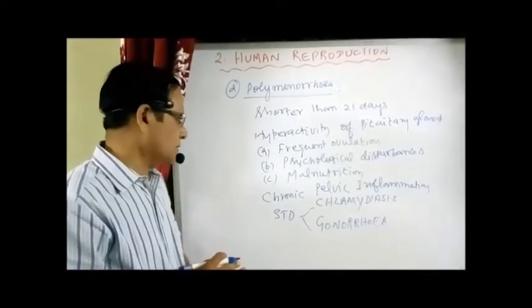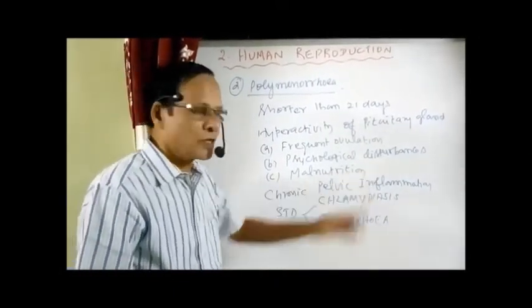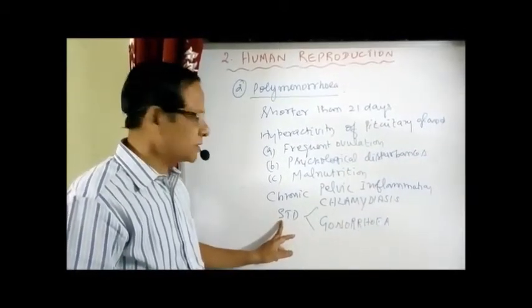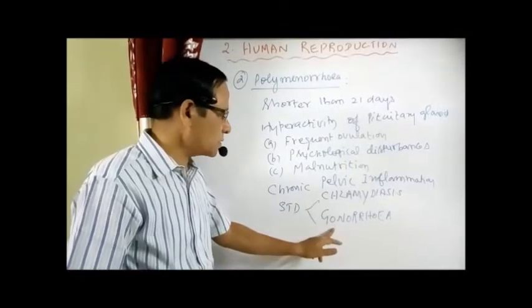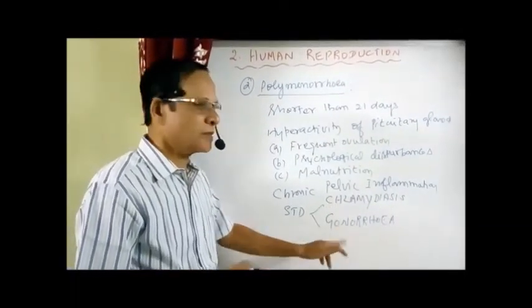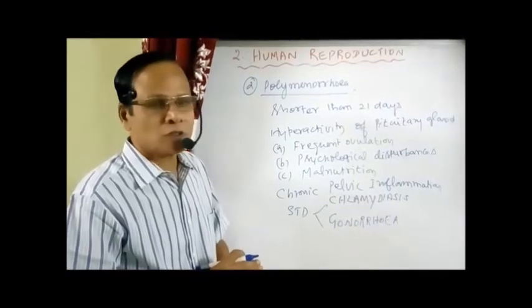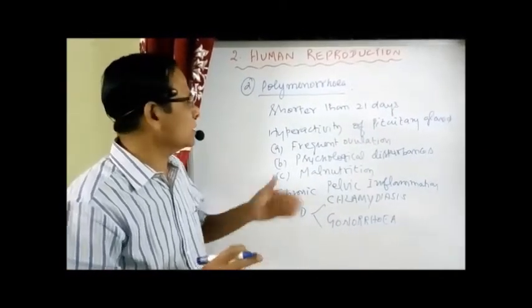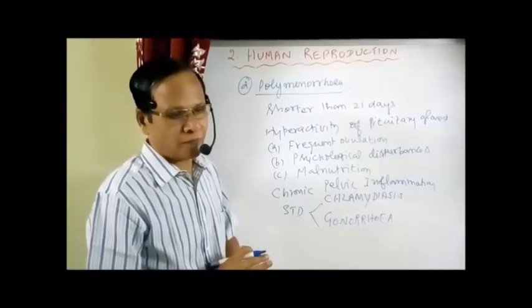What is the main cause? The chronic pelvic inflammation, that's the main cause, caused by sexually transmitted diseases like chlamydiasis and then gonorrhea. So this is a fungal-like infection, this is a bacterial infection, which cause the inflammation of the uterus, leading to polymenorrhea. This is the second one.